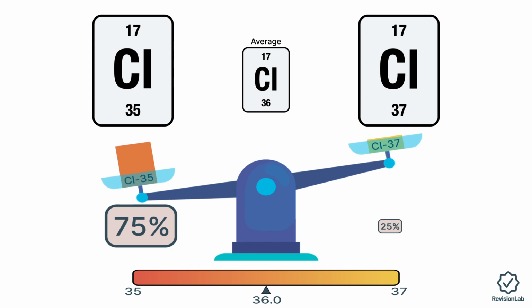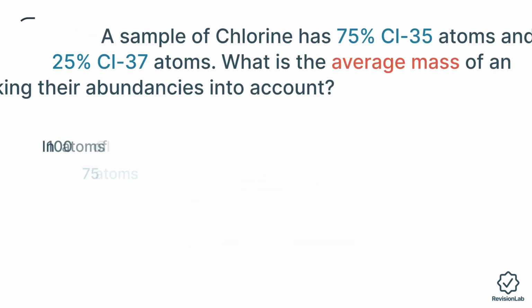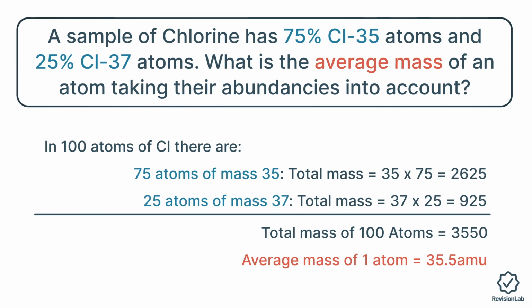If we are to represent all chlorine atoms with a single mass then, we have to take these abundances into account. This means that our weighted average, or our relative atomic mass, will be closer to 35 than to 37 when we factor in the abundances. We find that chlorine has a relative atomic mass of 35.5. This is found by the calculations shown.